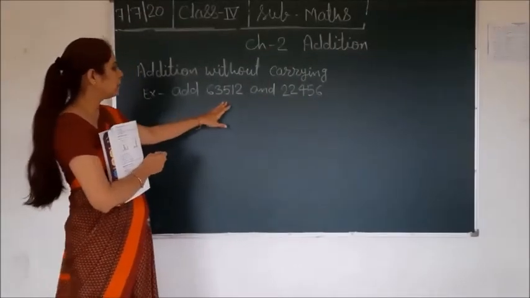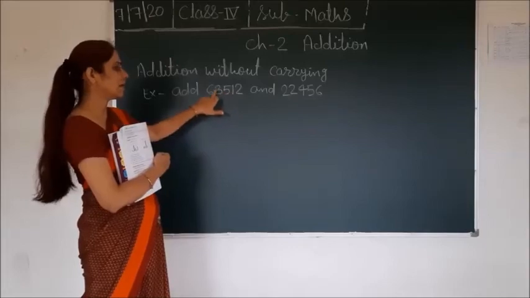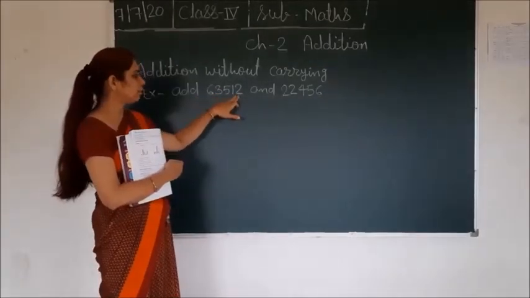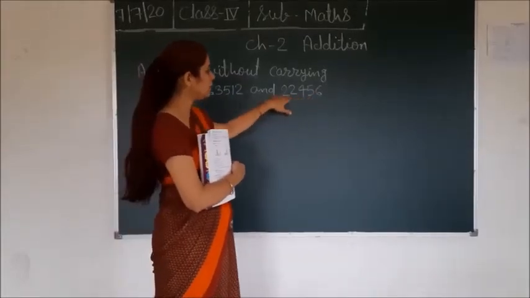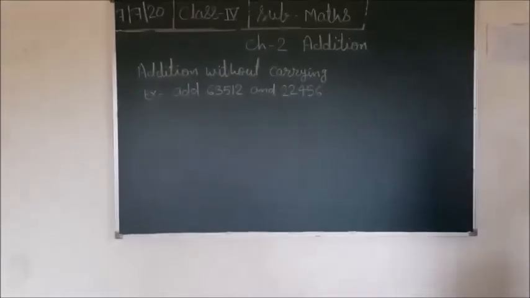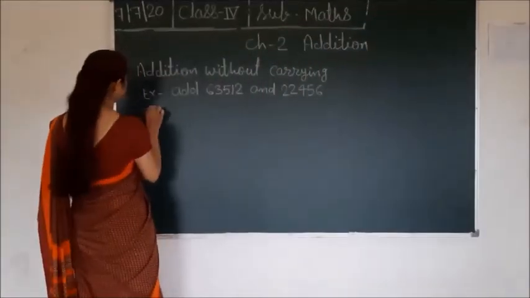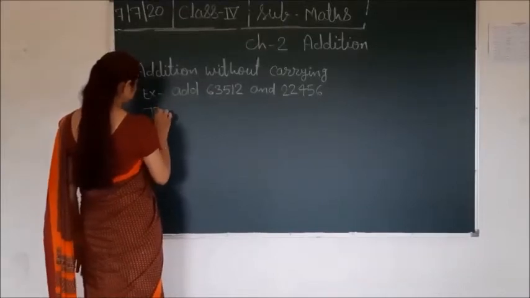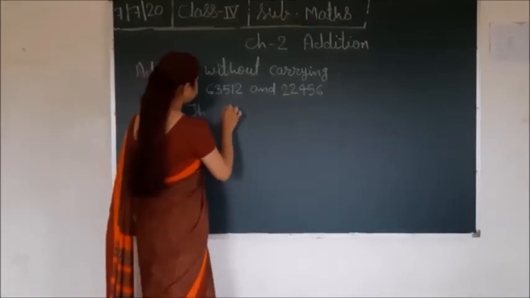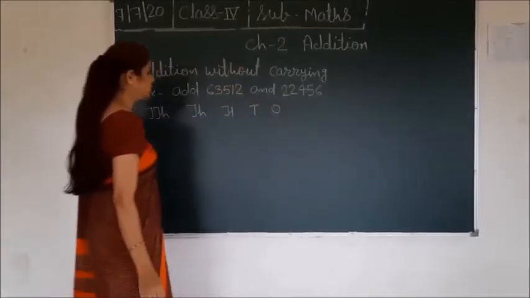Look here. Here are the place of ones, tens, 100, 1000 and 10,000. Means this is 63,512 and this is again this 22,456. Means this is the place of 10,000. Right here place of 10,000, place of 1000, place of 100, place of tens and place of ones.